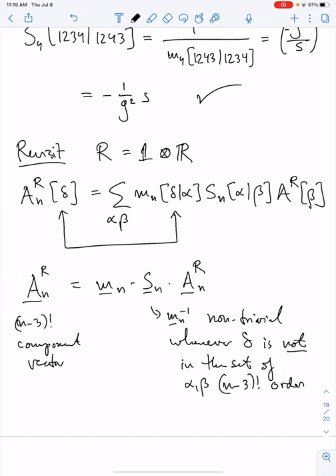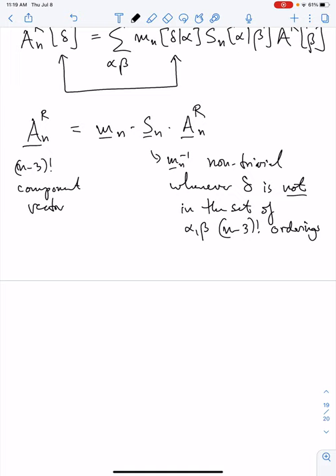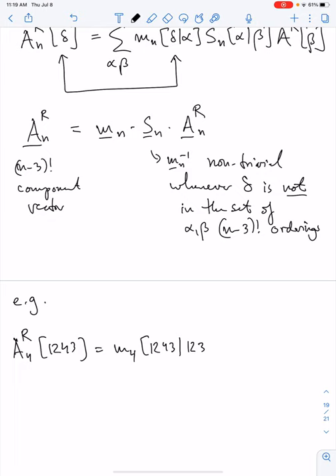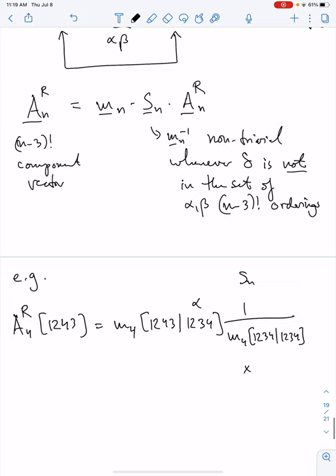And it is non-trivial in a very particular way that I will now illustrate. So, for example, it is non-trivial if I do the following. So I look at my right sector with color ordering 1, 2, 3, 4. Oh, sorry, 1, 2, 4, 3. Then, reading off from my relation above, this should be M4, 1, 2, 4, 3, 1, 2, 3, 4. I'll pick alpha to be 1, 2, 3, 4. That tells me that I have to divide by Sn here. So this is multiplied by Sn, which is the inverse of an M4. And this in turn has to be multiplied by a right sector amplitude with that color ordering 1, 2, 3, 4.